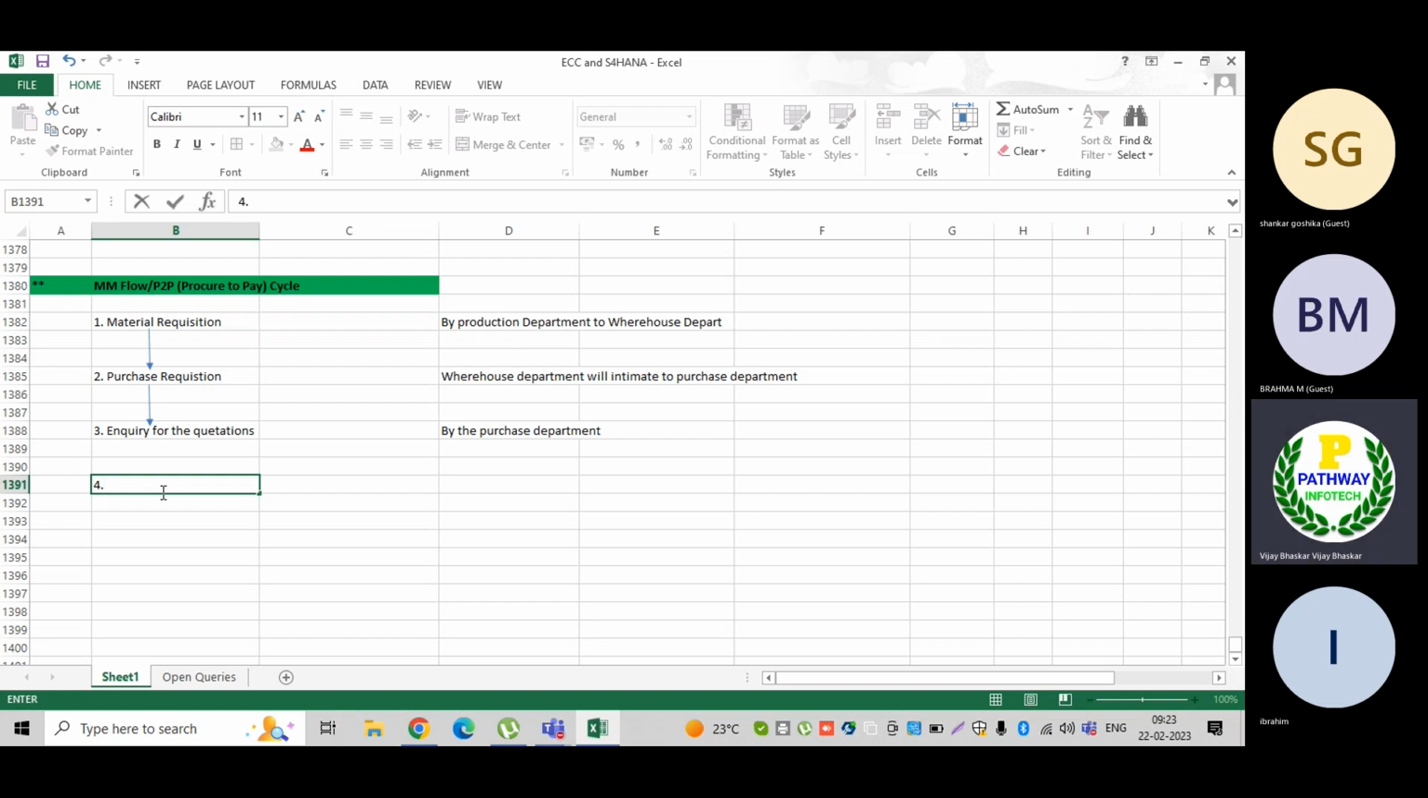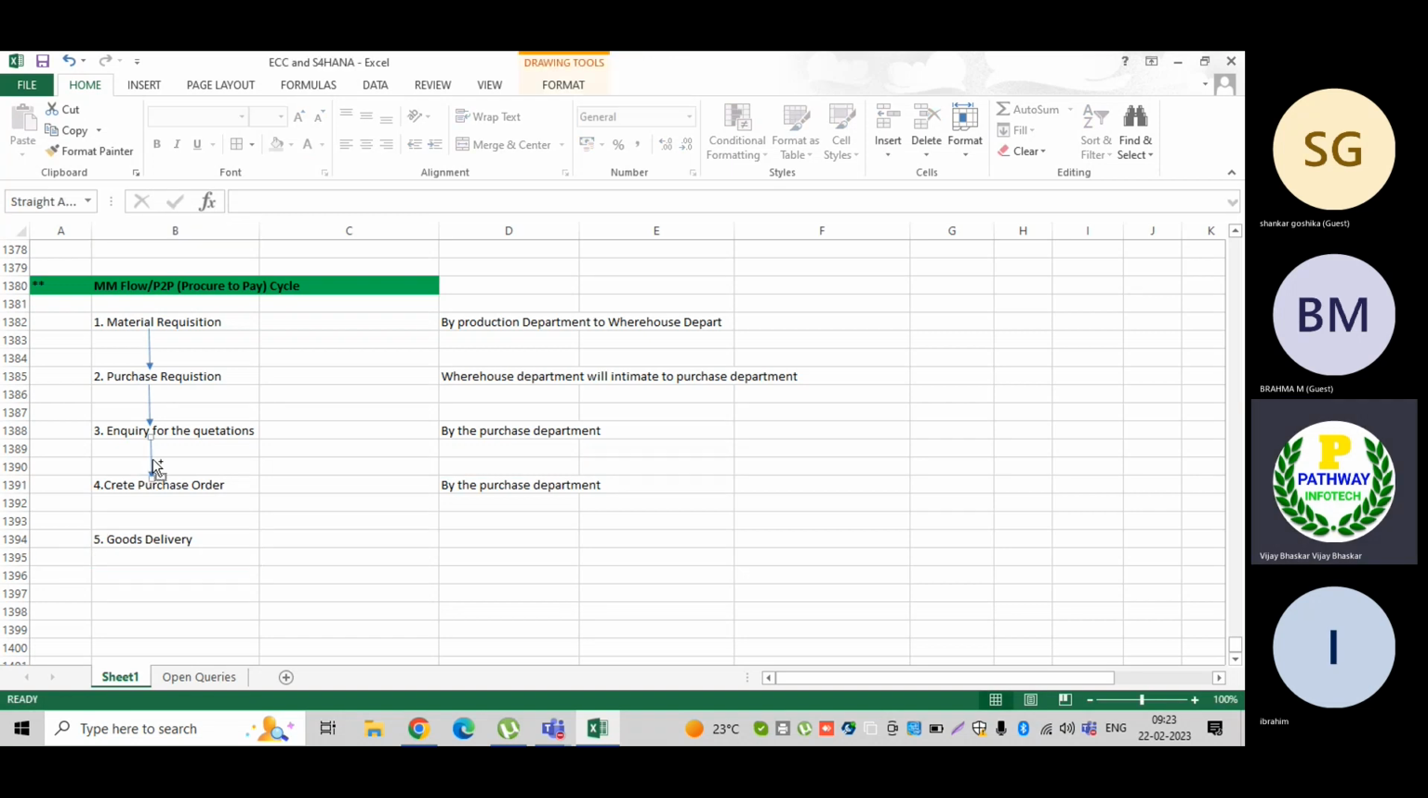Then once the quotation is finalized, they create the purchase order. Who is going to create the purchase order? The purchase department itself will create the purchase orders. On behalf of the purchase order, the goods delivery will happen.